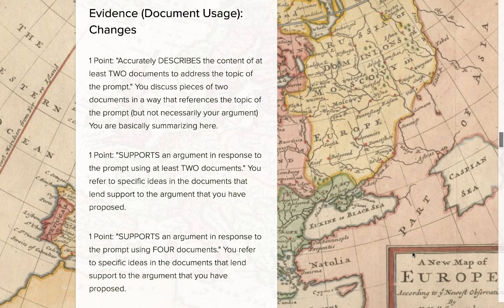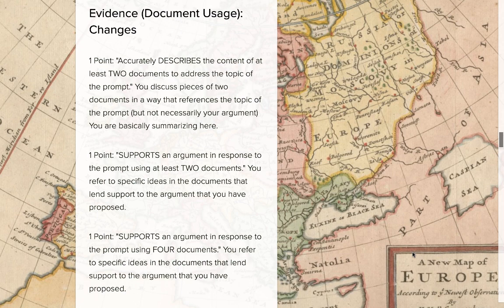And then finally, if you're supporting an argument in response to the prompt using 4 documents. So here you do reference material that's in the documents, but then again, you specifically show how it supports your argument. That's the key thing here. So we're always referencing material from the document. So the goal is to get to 4 documents, okay?